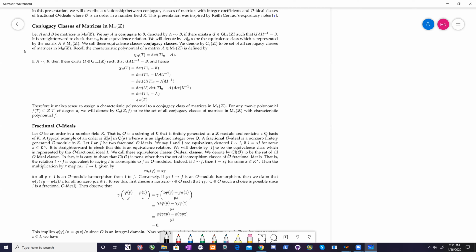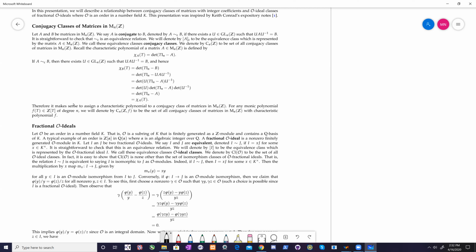Now, the characteristic polynomial of a matrix A is defined by chi_A(t) = det(tI_n - A). If A and B are conjugate, so that there exists a U in GL_n(Z) with UAU^{-1} = B, then when we do this calculation, you see that chi_B(t) equals chi_A(t). So what I'm saying is that if A and B are conjugate as matrices, then they have the same characteristic polynomial. This is pretty well known, and it follows from this calculation here.